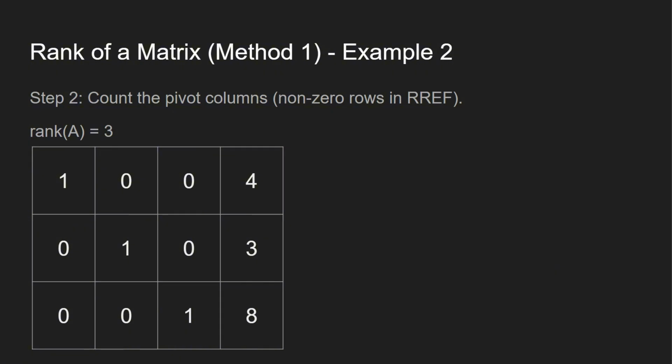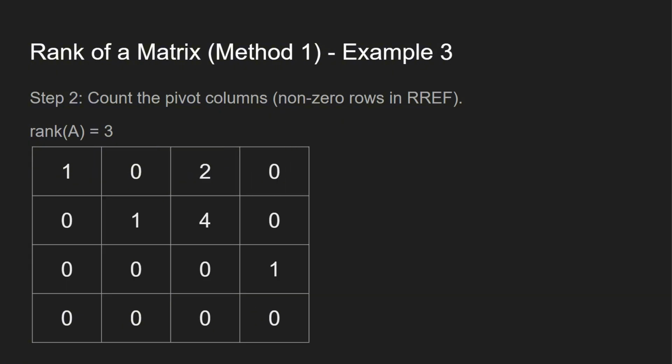In our second example, we have 1, 0, 0, 4. We're good to go. We have 0, 1, 0, 3. Again, good to go. And then we have 0, 0, 1, 8. All three of these would count towards the rank. And example 3, 1, 0, 2, 0. Good. 0, 1, 4, 0. Good. 0, 0, 1. Also good. And then lastly, we have all zeros. Well, that doesn't count. So we get a rank of 3.